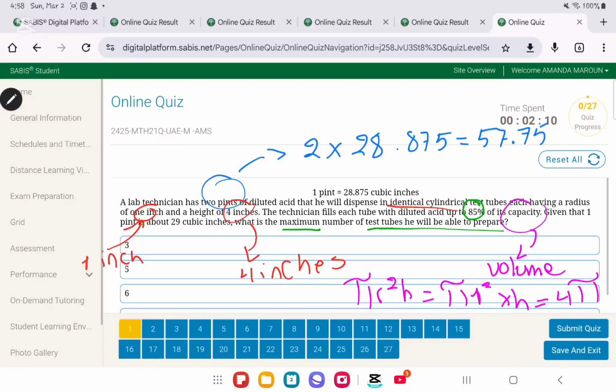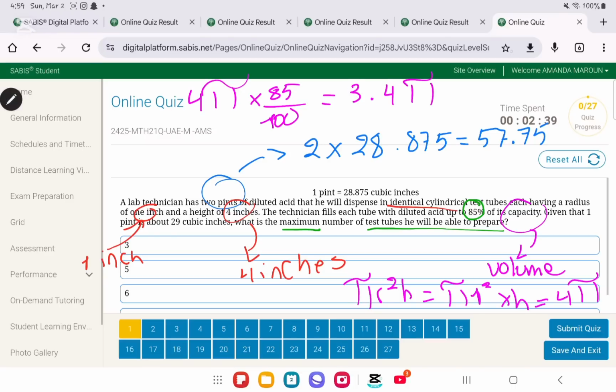Now, when he fills them with pint, he fills up only 85% of its capacity. So 4 pi times 85%, or 85 over 100, and you are gonna find out how much is the actual capacity used. The actual capacity used is 3.4 pi.